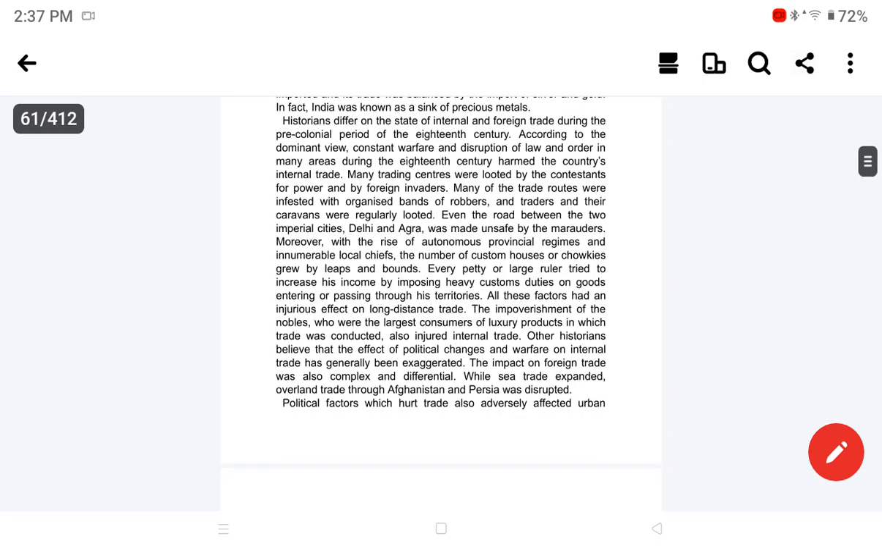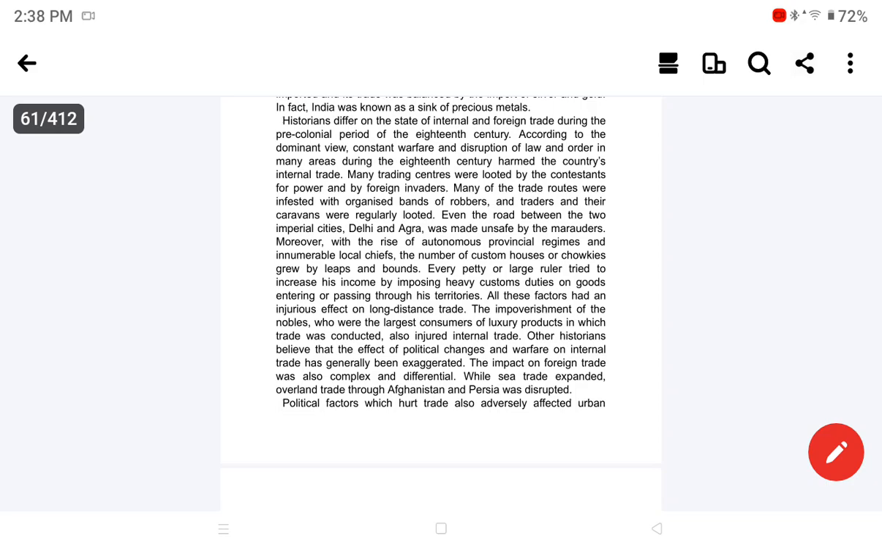According to the dominant view, constant warfare and disruption of law and order in many areas during the 18th century harmed the country's internal trade. Many trading centers were looted by the contestants for power and by foreign invaders. Many of the trade routes were infested with organized bands of robbers, and traders and their caravans were regularly looted.